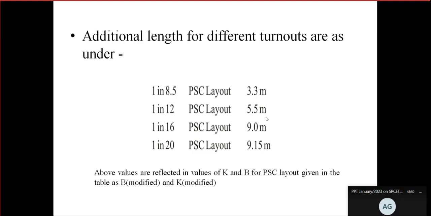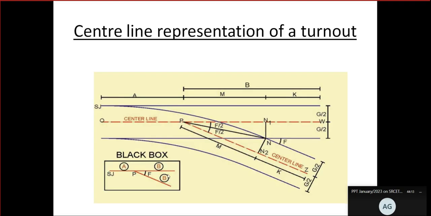For 1 in 12, 5.5 meter extra is further extended. For 1 in 8.5, 6.9 meter, and for 1 in 20, 9.15 meter. Because of the common sleepers section, these were added for calculation purposes. So our B value gets a little extended, as we want to maintain the straightness up to that point. That means the length actually ends at the heel of crossing, but further we are extending the straight portion.